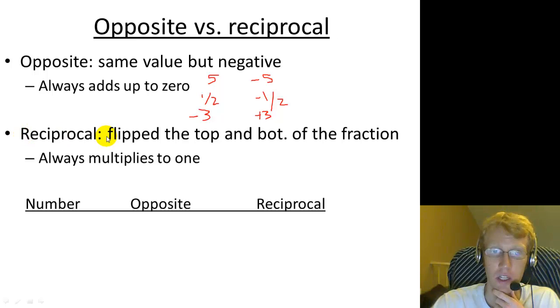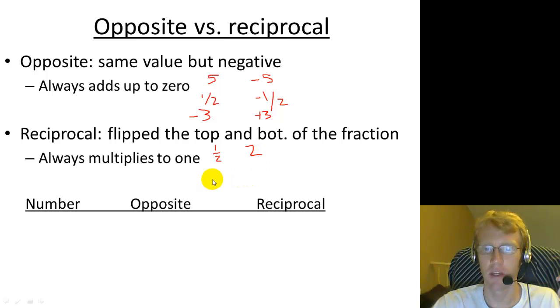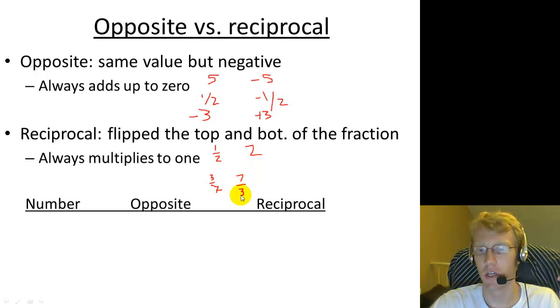A reciprocal, on the other hand, means you flip the top and bottom of a fraction, and therefore it always multiplies to 1. So for example, if you had a 1/2, the reciprocal of that is a 2. If you had a 3/7, the reciprocal of that would be 7/3. Let me draw an arrow to show. And I guess all these.